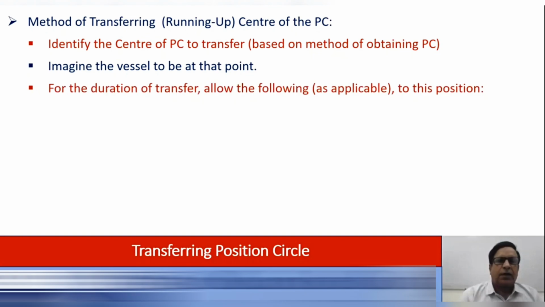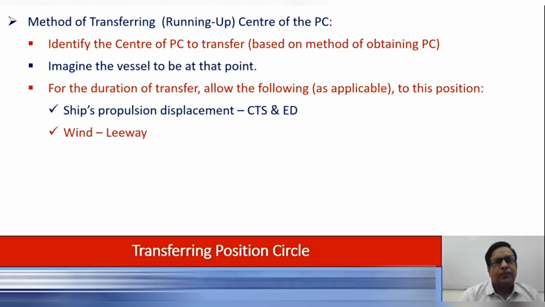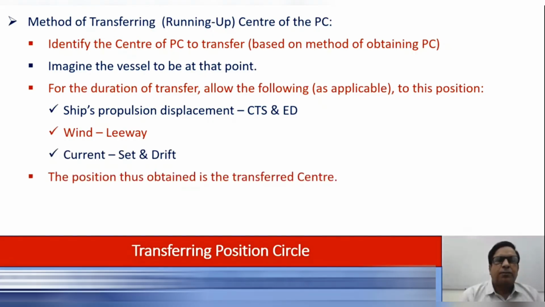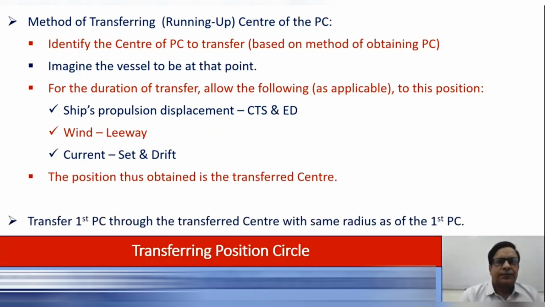For the duration of transfer, allow the following as applicable to this particular position, that is the center. Ship's propulsion displacement comprising of the course she steered and the engine distance she covered during the interval. Wind allowed for through its leeway and current allowed through its set and drift. The position thus obtained is the transferred center. Now, with this transferred center as the center of the circle and same radius as the radius of the PC to be transferred, we draw the transferred position circle.